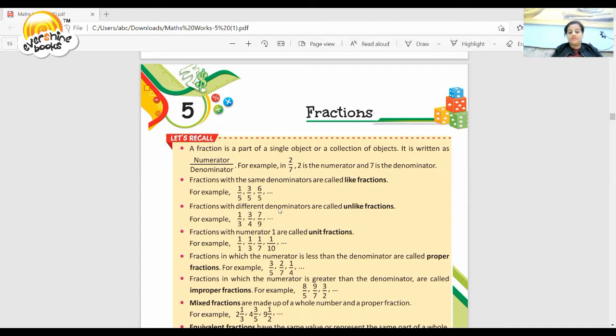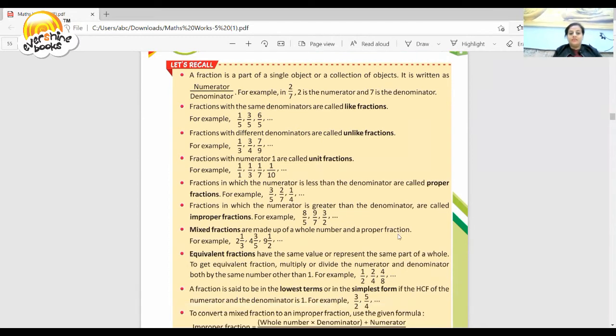Fractions that have different denominators are called unlike fractions, and a fraction whose numerator is 1 is called a unit fraction. After that, fractions in which the numerator is less than the denominator are called proper fractions, that is 3 upon 5. It means the numerator is less and the denominator is bigger. 5 is bigger than 3, so it is a proper fraction.